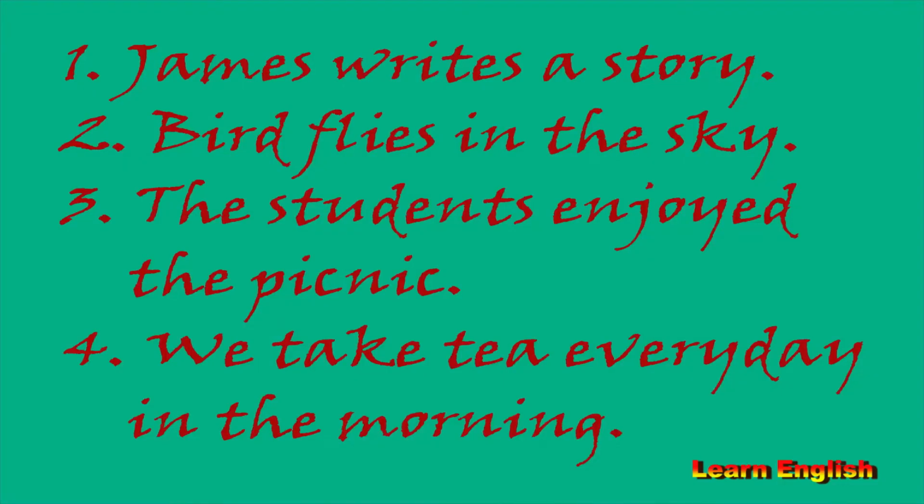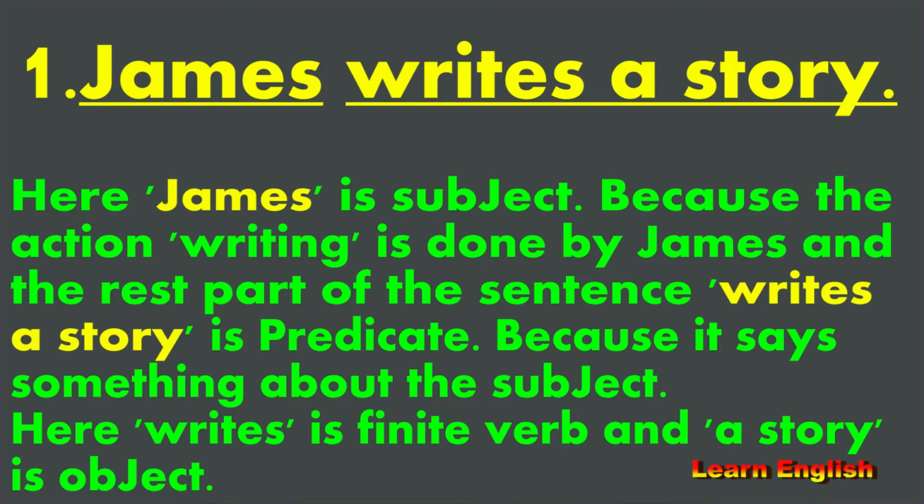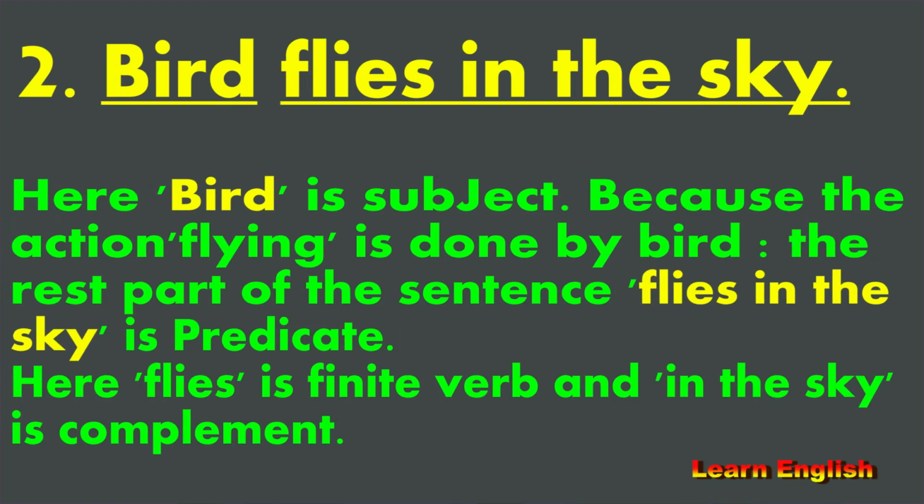Here are some sentences and we have to identify the subject part and the predicate part of the sentence. Number 1. James writes a story. Here James is subject because the action writing is done by James, and the rest part of the sentence, writes a story, is predicate because it says something about the subject. Here writes is a finite verb, a story is an object or complement.